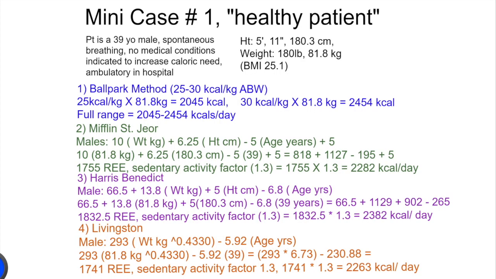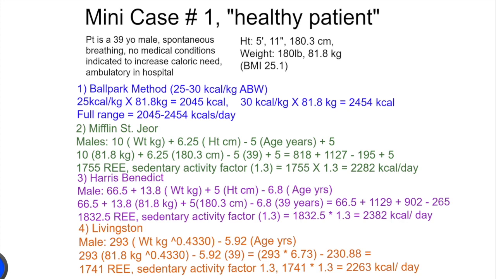The first mini case I have for us today, we're not going to have a ton of details, but we're basically just going to quickly pick out which is the best equation option for this patient. So our mini case number 1 is a healthy patient. This patient is 39 years old, he's spontaneously breathing, and he has no medical conditions that are leading to an increased caloric need. He currently is ambulatory in the hospital, so he's able to get up and walk around a little bit, but again, he's in the hospital, so he's not really running laps or anything like that. He is 5 foot 11 inches, he's 180 pounds, he has a BMI of 25.1.